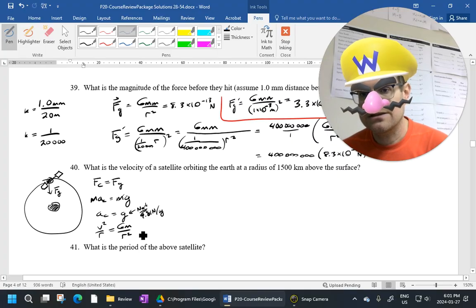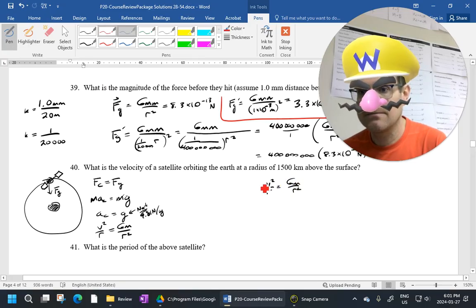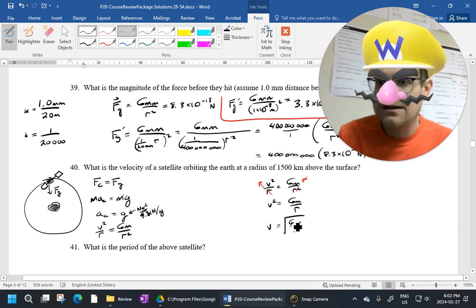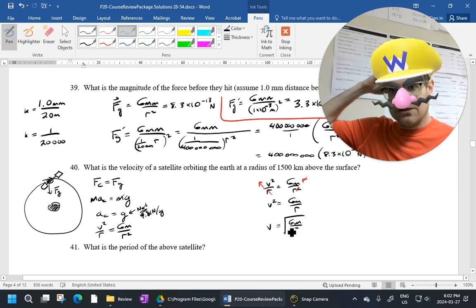We're going to rearrange this though. Let's see what happens. Times both sides by R. That crosses off these R's and crosses off one of those R's there. So we get V squared is equal to GM over R, and then I just take the square root. Perfect. We've got the mass of the Earth, that's on the formula sheet, we've got G, that's on the formula sheet, and the radius.